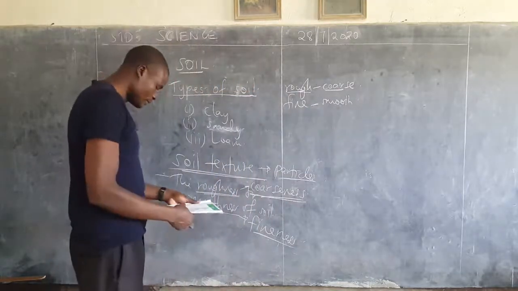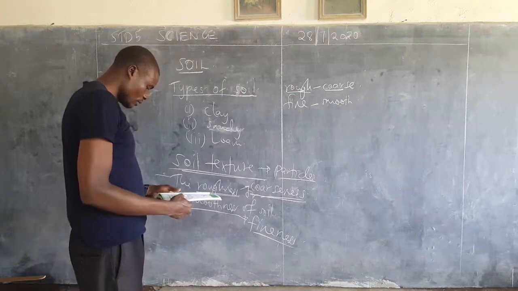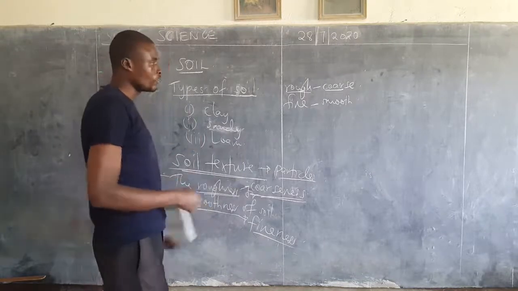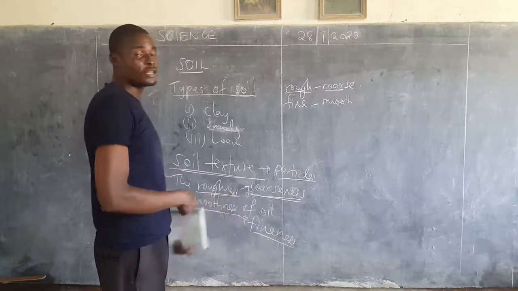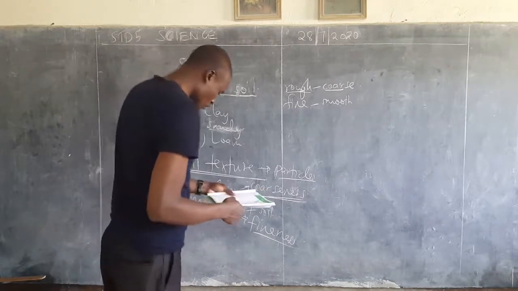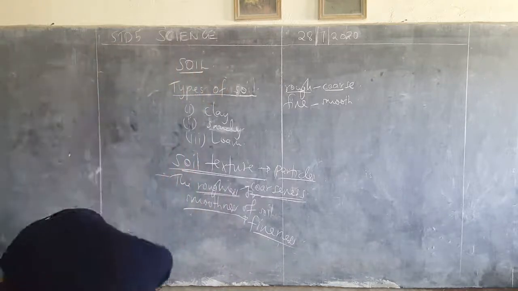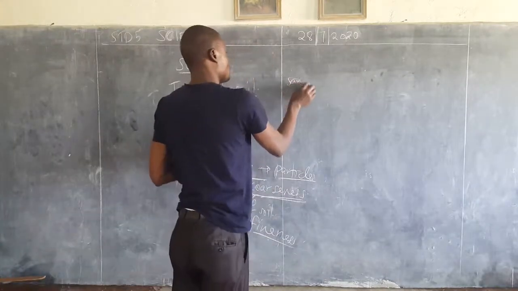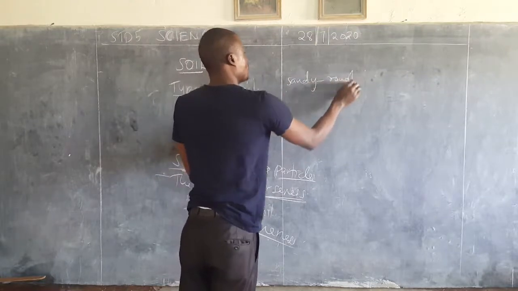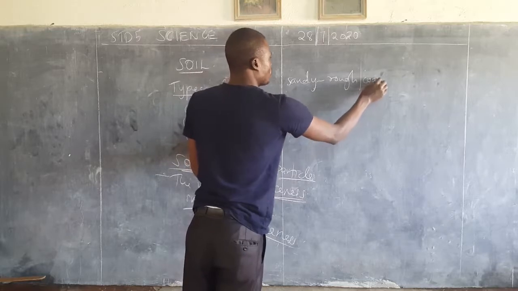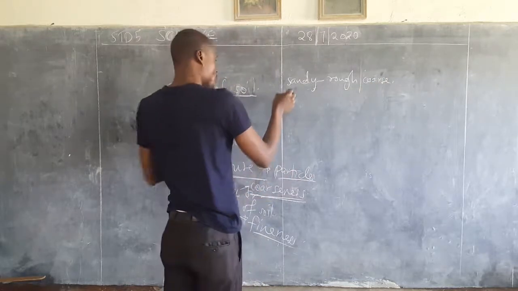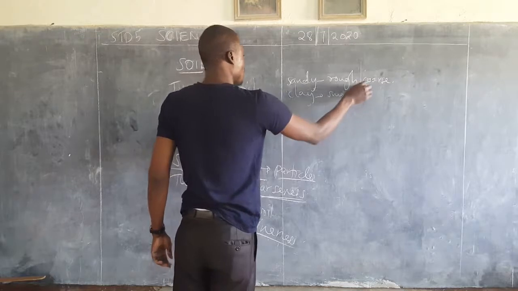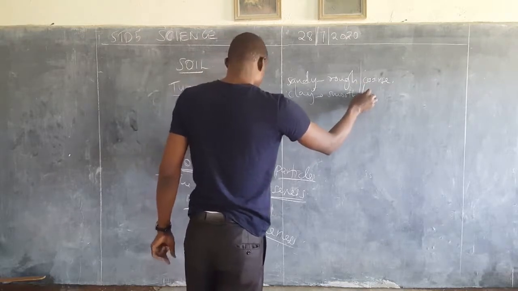Then the type of soil that feels smooth has a smooth texture. Then we come to sandy soil. I just mentioned before that sandy soil is rough in nature. Sandy soil is normally rough or coarse, as we have mentioned. And then we have clay, that it is very smooth, or we can say fine.